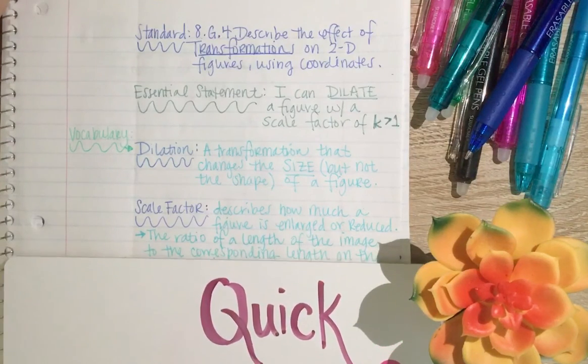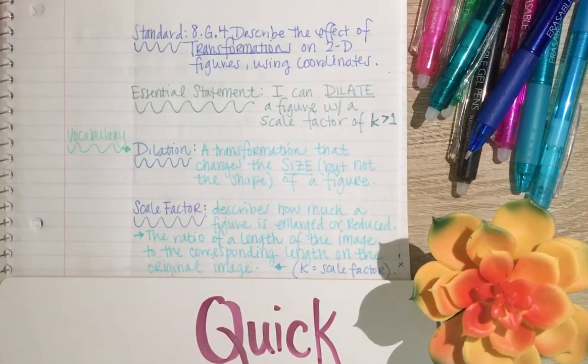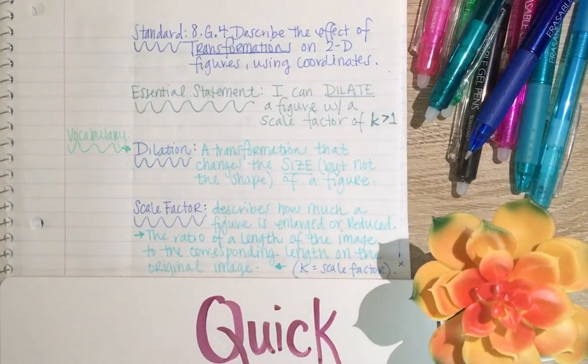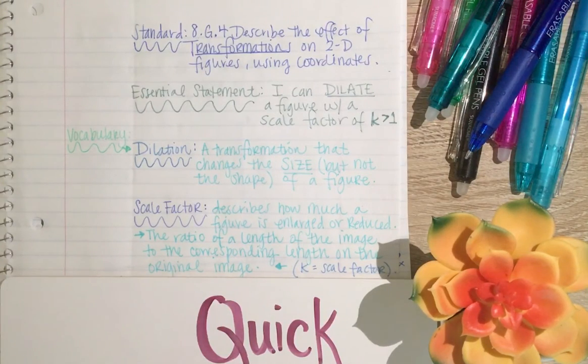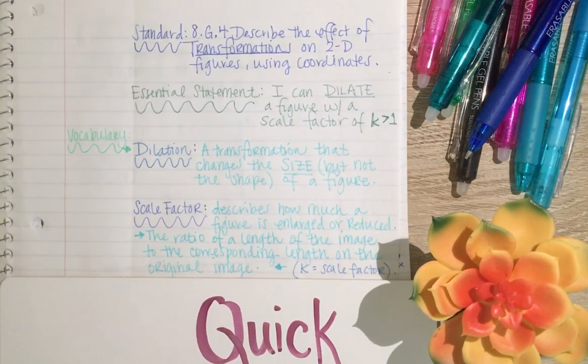A scale factor describes how much a figure is enlarged or reduced. So it's the ratio of a length of the image to the corresponding length on the original image. So you have a pre-image, and from the pre-image you get the image, and the scale factor is what helps you get that new image. And we're going to be using k as our variable for the scale factor. I know it's very weird. I don't know why they chose k, but we're just going to go along with it. Okay, so k will be equal to our scale factor.